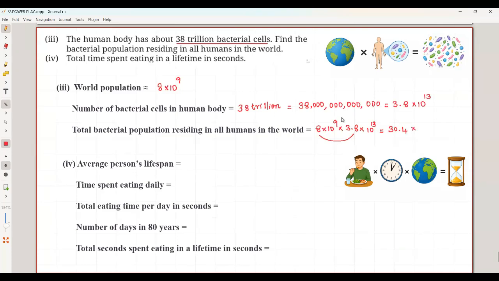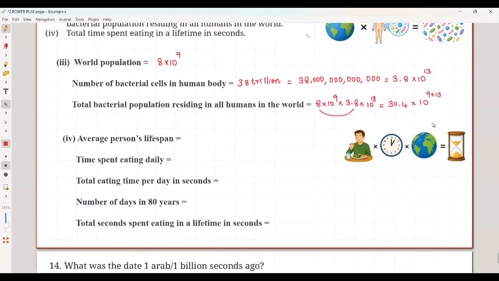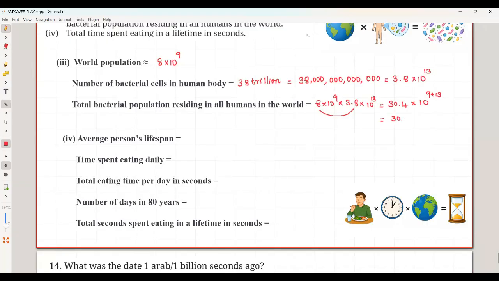Both are having the same base. For the same base, keep the same base and add the power. So 10 to the power 9 plus 13. Add the powers. Right, so next we can just simplify it. 30.4 into 10 to the power 9 plus 13 is 22.